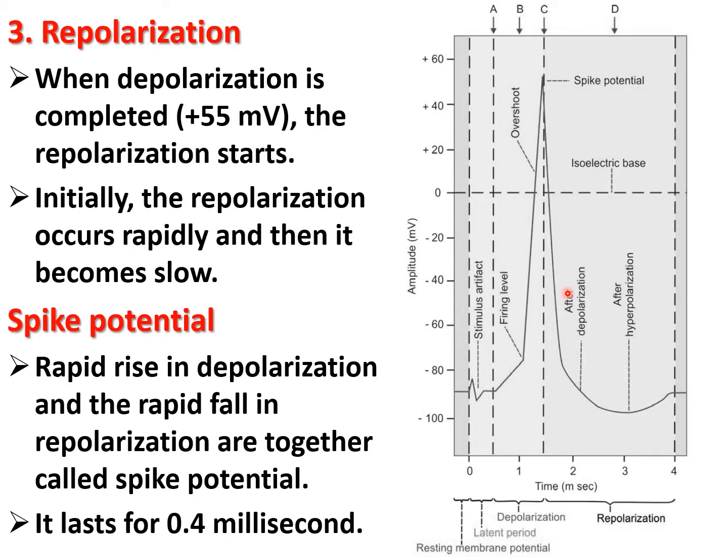Then repolarization. When the depolarization is completed at plus 55 millivolt, the repolarization starts. Initially the repolarization occurs very fast and then it becomes very slow. The rapid rise in depolarization and rapid fall in repolarization together are known as spike potential, and it lasts for about 0.4 millisecond.